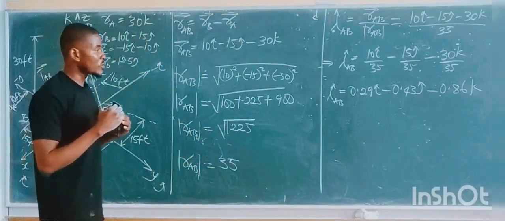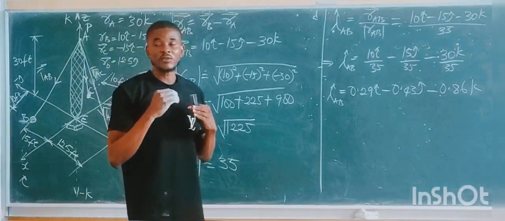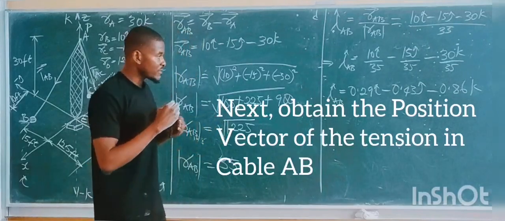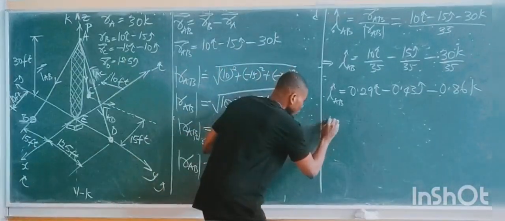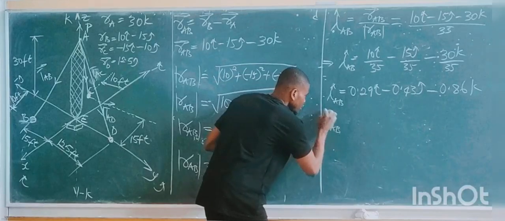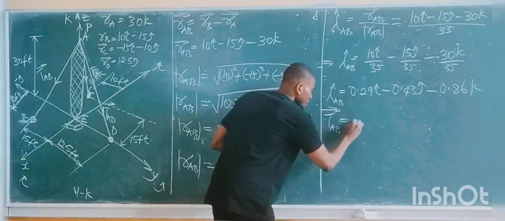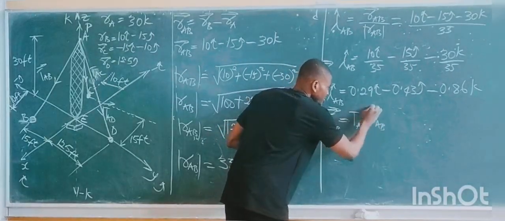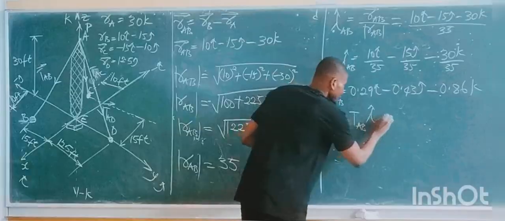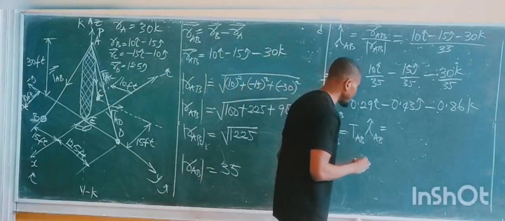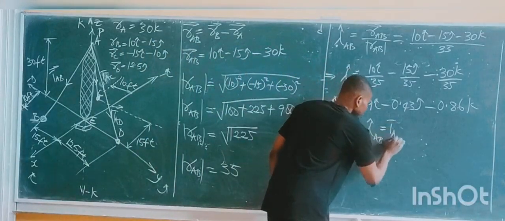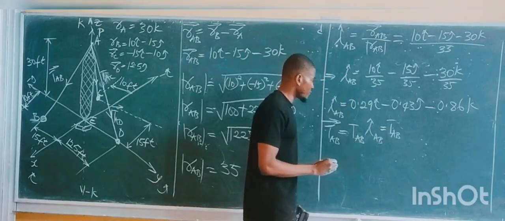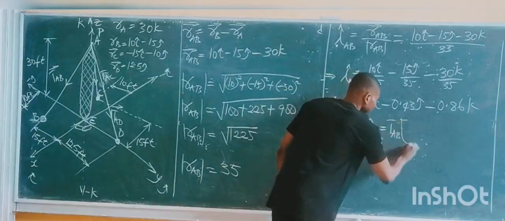Now, after obtaining the unit vector, the next thing to find is the position vector of the tension in cable AB. And the formula for it is simply this. The vector of the tension TAB is simply the magnitude of the tension in cable AB times the unit vector in cable AB. And that's it. Since we don't know the magnitude, it wasn't given, it's part of what we're looking for. So this is simply multiplied by the unit vector.